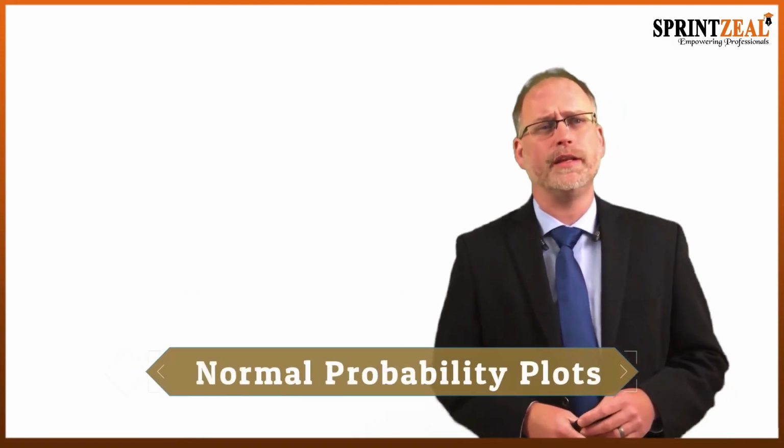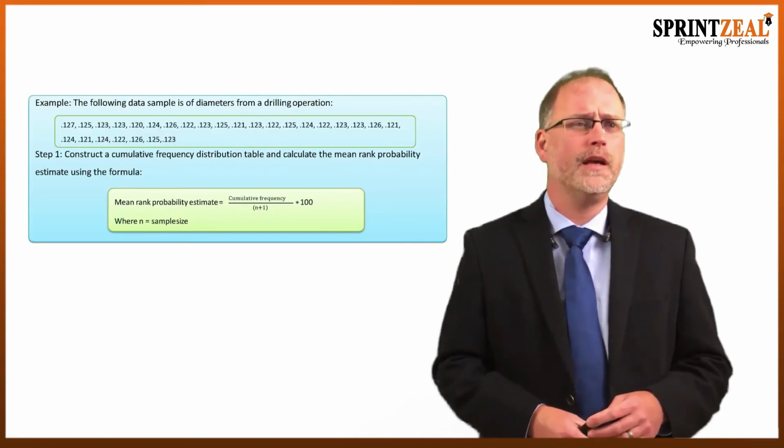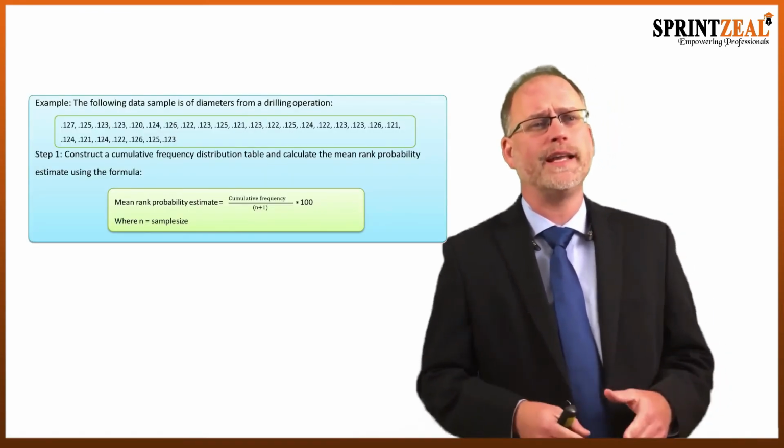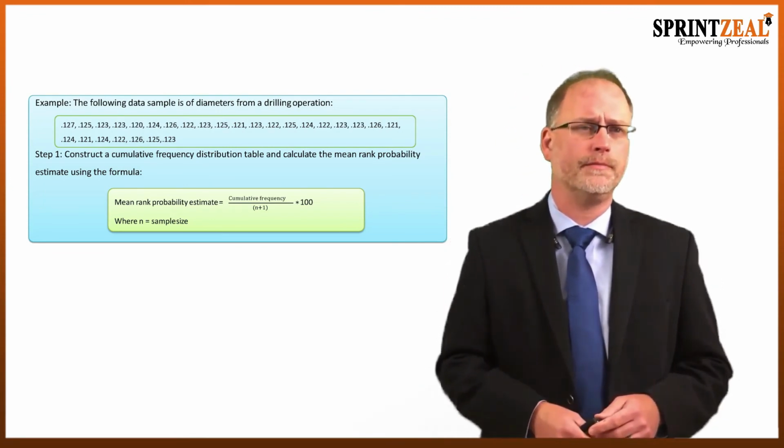Another graphical method is the normal probability plot. Now, normal probability plots are used to identify if a data set is normally distributed. A normally distributed data set forms a straight line in a normal probability plot. So, for example, the following data set that you see is of the diameters of a drilling operation.